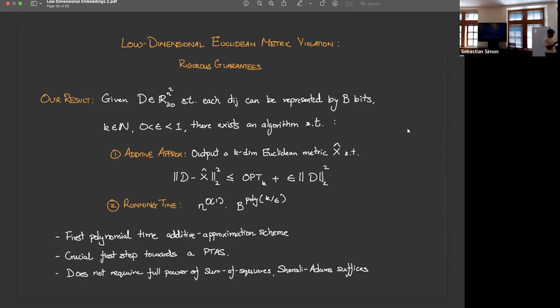Okay, so some remarks about this result. To the best of our knowledge, it's the first polynomial time approximation for this problem. And we think it's the crucial first step towards obtaining a PTAS. We don't really know how to obtain a PTAS, and we don't really resolve Dhamdhere's problem, but we make some progress on it.